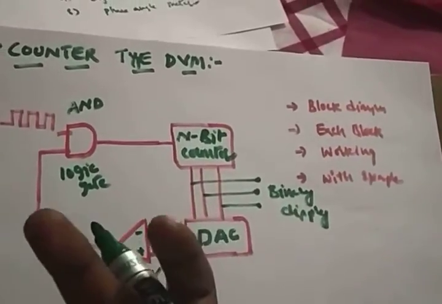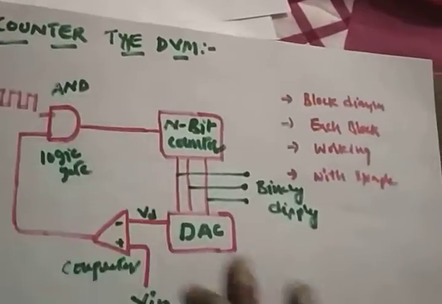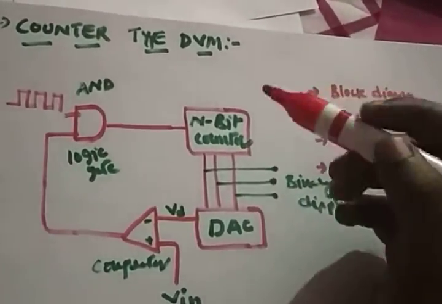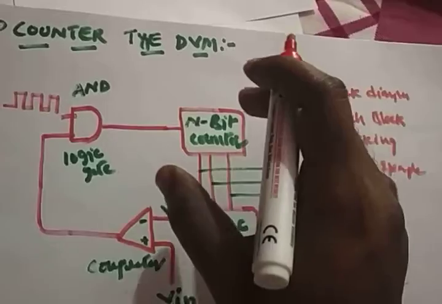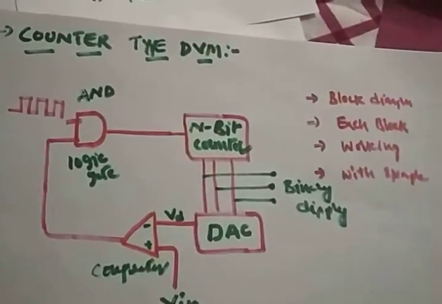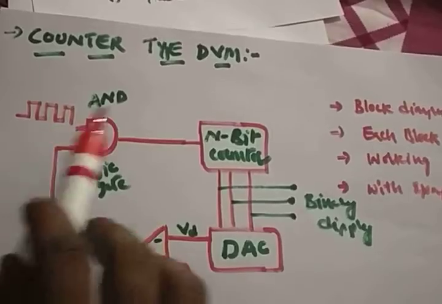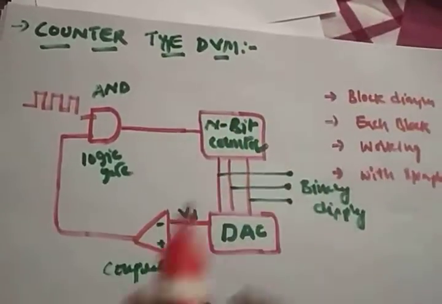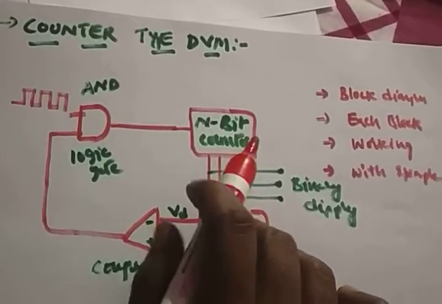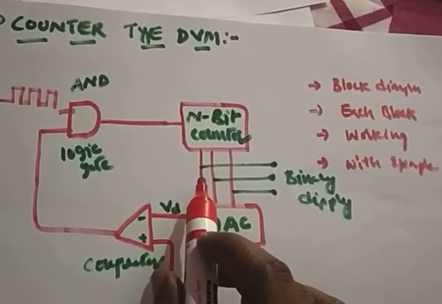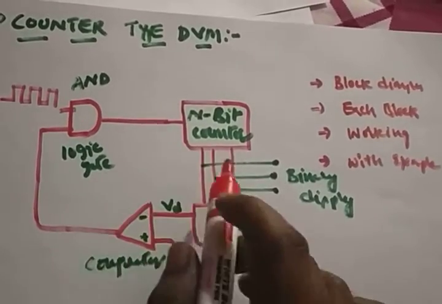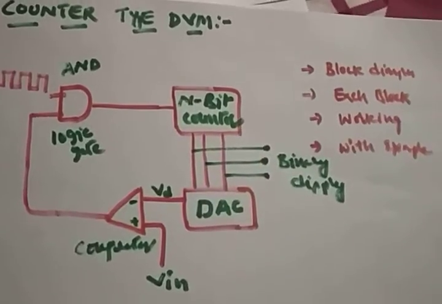We call it a counter type because we are using an n-bit counter. So the first block is an n-bit counter. It counts how many clock pulses come from the logic gate. That is its function. If there are 2 clock pulses, the LCD display will show 2. If there is 1 clock pulse, it will show 1.